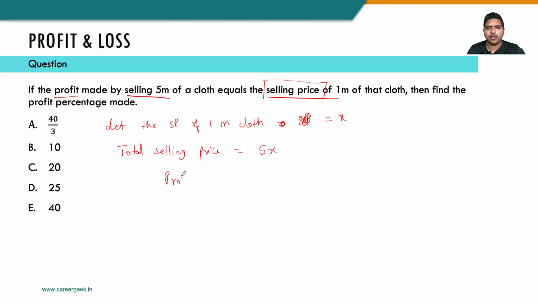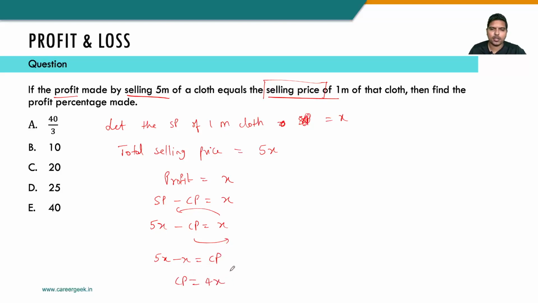Now from here, profit is given as X, which is selling price minus cost price. So from here, what we can find is the value of cost price, because we know the total selling price is 5X and profit is X. We take cost price to the right side and X to the left side. 5X minus X is the cost price, so cost price is equal to 4X.